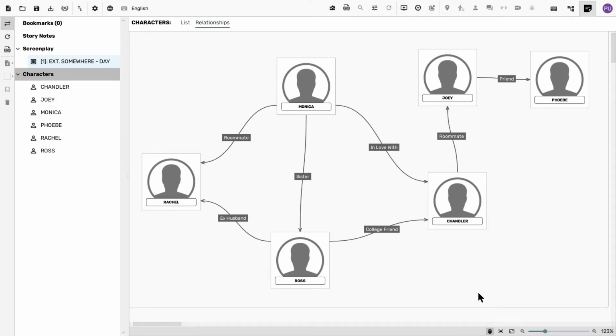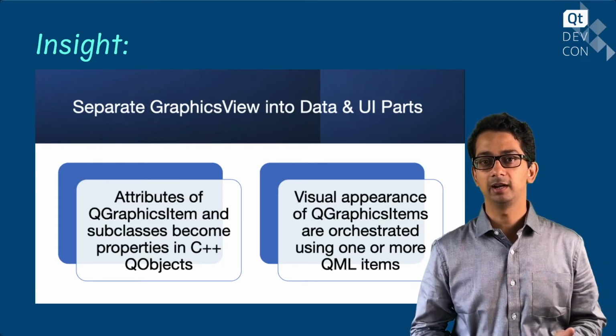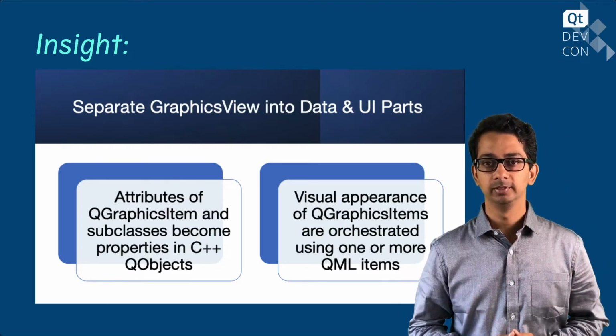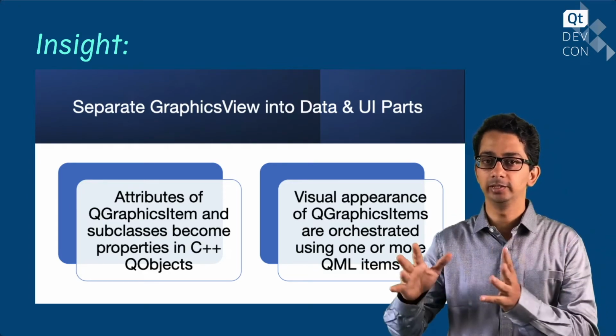Now, if I wanted to implement this using the widgets toolkit, I would naturally use GraphicsView. But Scrite's UI is completely developed using QML, so GraphicsView is out of the question. Instead, we can separate out the data and presentation aspects of GraphicsView, keep all the data aspects in C++ models, and move all the presentation bits to QML.